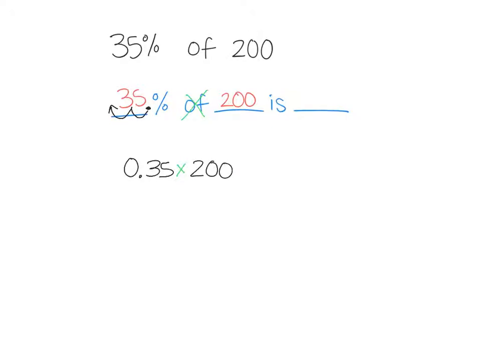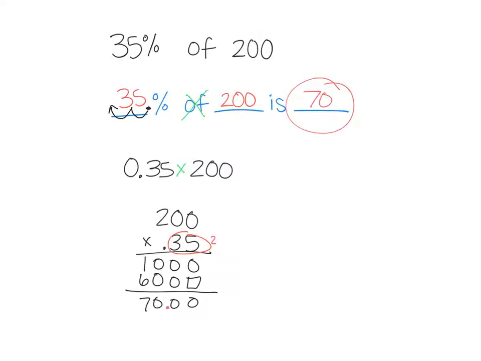200. So go ahead, pause the video, see if you can figure out what this equals, then play it again to check your work. Hopefully you got that 35% of 200 is 70. If you didn't get it right, compare your work to mine and see if you can figure out where you made your mistake.